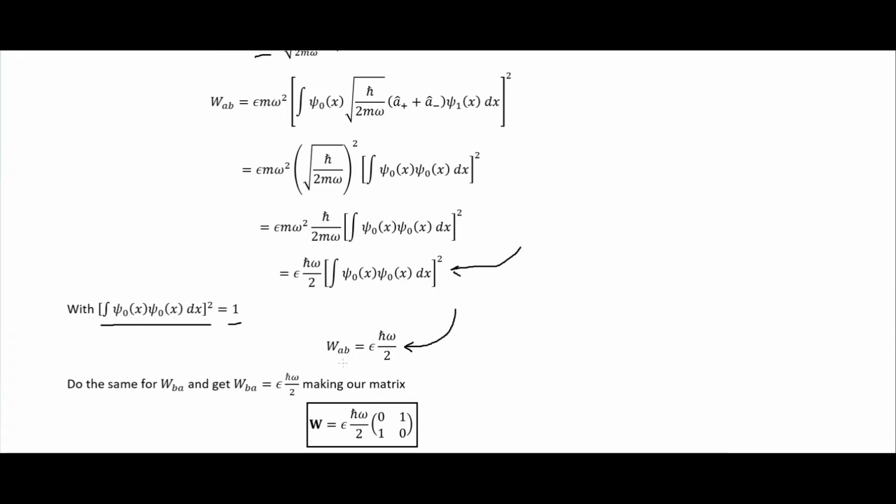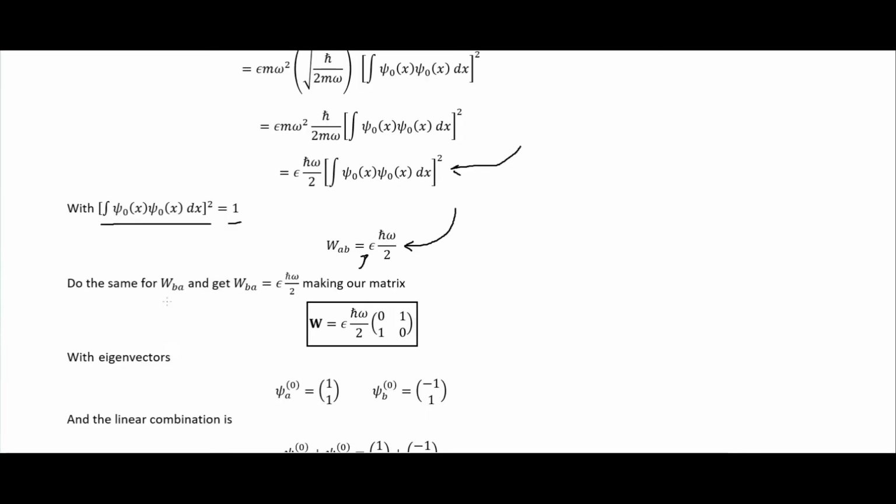So our W sub AB is equal to this epsilon times h bar omega, which is our angular frequency, over 2. And if we did the same thing for WBA, we would get that WBA is equal to this as well. And so we end up with this as our matrix. So we have these 1's in the off diagonal, and then we've just factored out this h bar omega over 2 times our epsilon there.